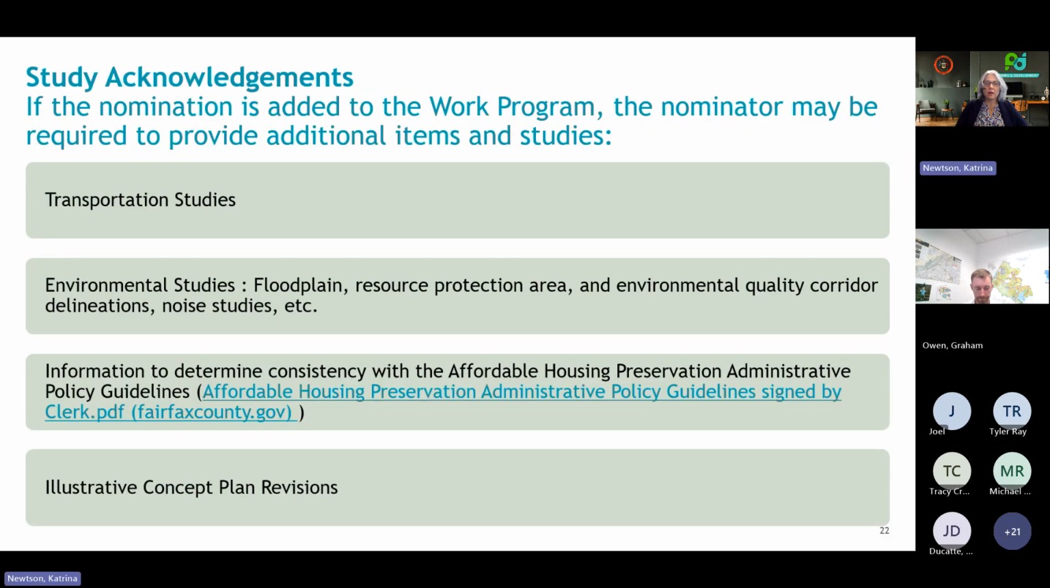Okay, the nominator will have to acknowledge that additional information or studies may be required, and I had mentioned this. Additional information may include transportation studies if warranted, environmental studies, floodplain, resource protection area, and environmental quality corridor delineations, and noise studies. Also, we may ask for information to determine consistency with the Affordable Housing Preservation Administration Policy Guide, if those would apply. And then again, like I mentioned, revisions to illustrative concept plans.